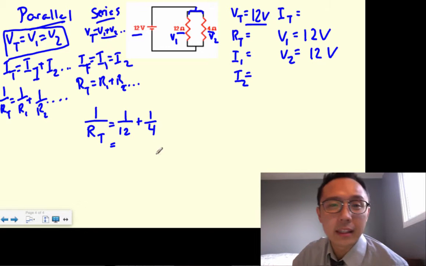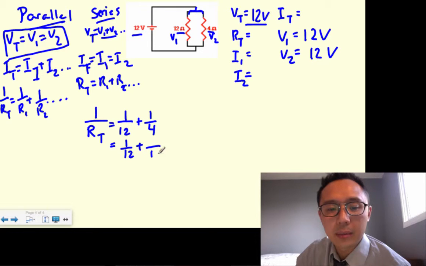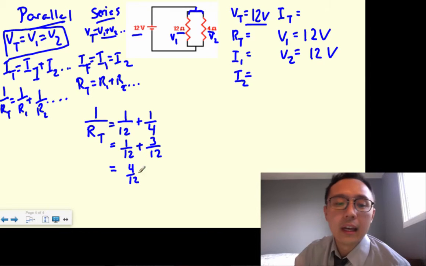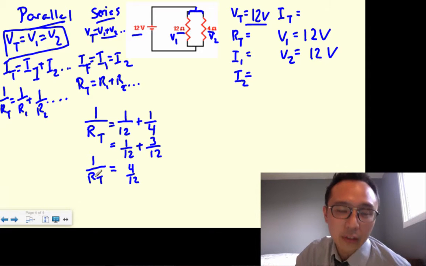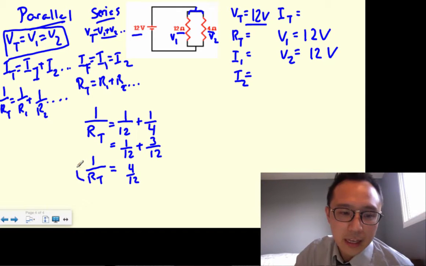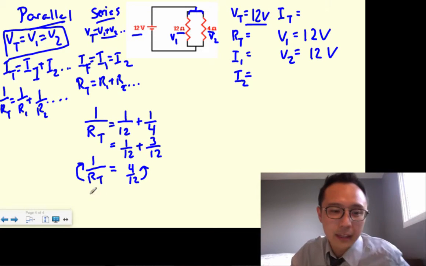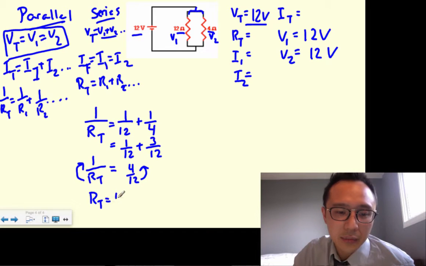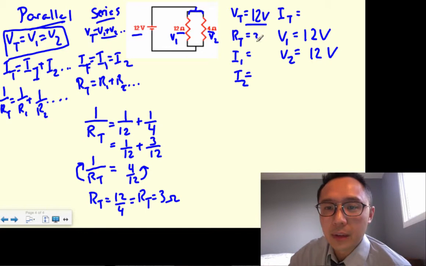Well, you're just basically adding two fractions, so 1 over 12, what's the common denominator? It's 12, so I need to multiply that by 3. So that's going to be 4 over 12. And this is not the answer. This is the answer for 1 over RT. So in order to get RT into the numerator, this has to go up, this has to go up. Basically, just finding the inverse or flipping it. So RT is equal to 12 over 4, which is just RT is equal to 3 ohms. There you go. So that's 3 ohms.